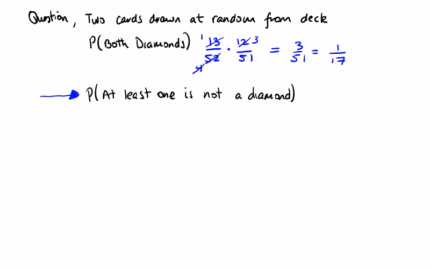Now, all the other options is where at least one is not a diamond. So this is 1 minus the probability that they're both diamonds. So 1 minus 1 over 17 is equal to 16 over 17.